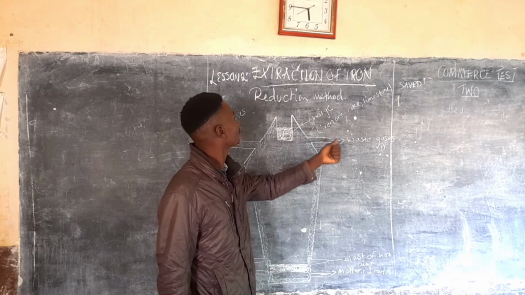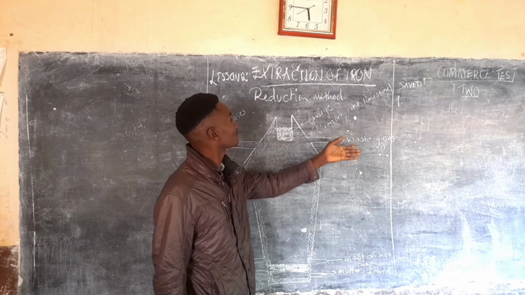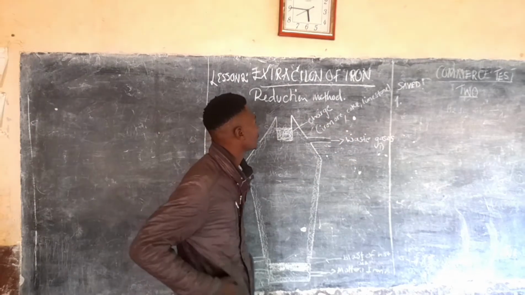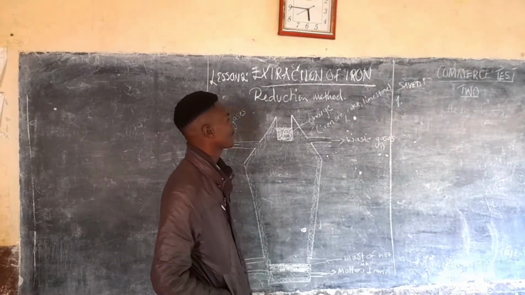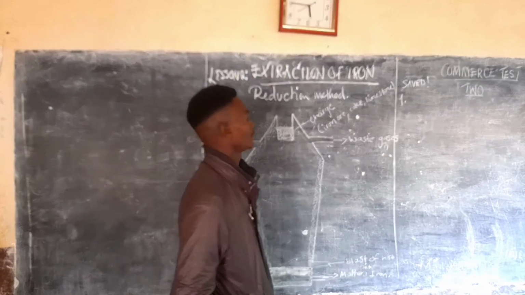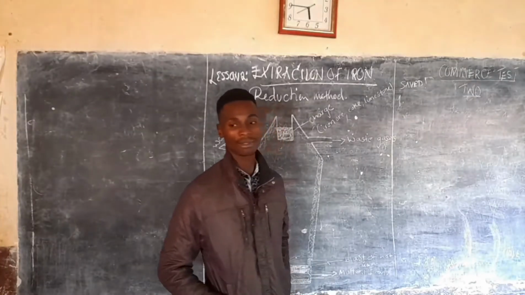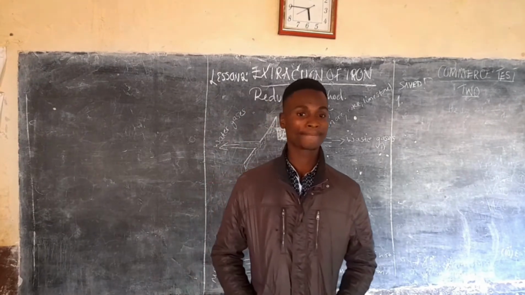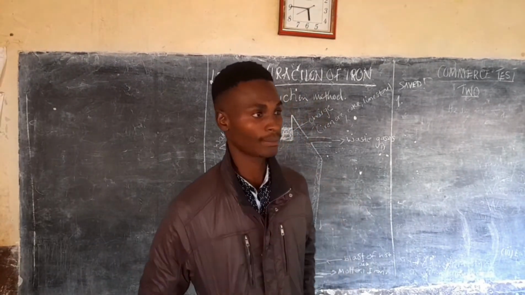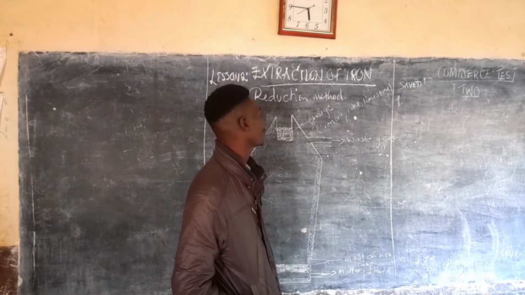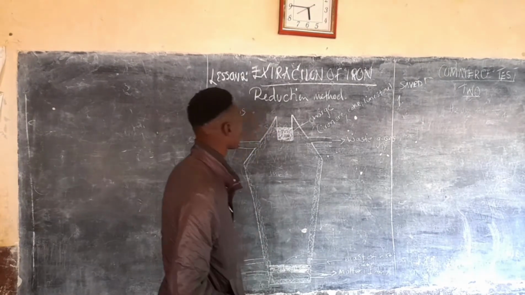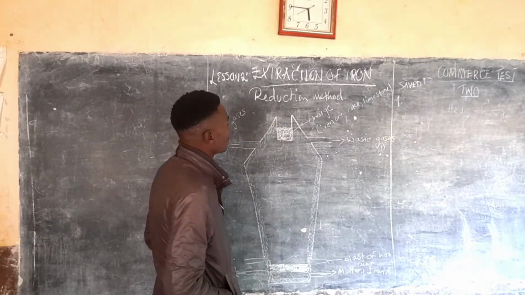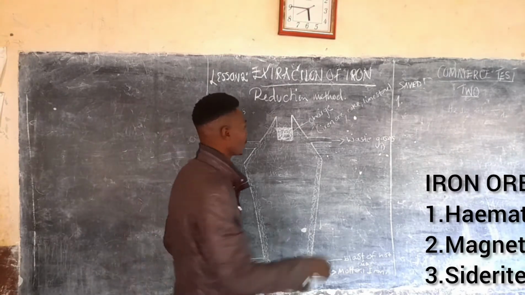We also have calcium, magnesium, and sodium. Those are reactive metals. So to extract reactive metals, you need to use electricity, the method known as electrolysis.